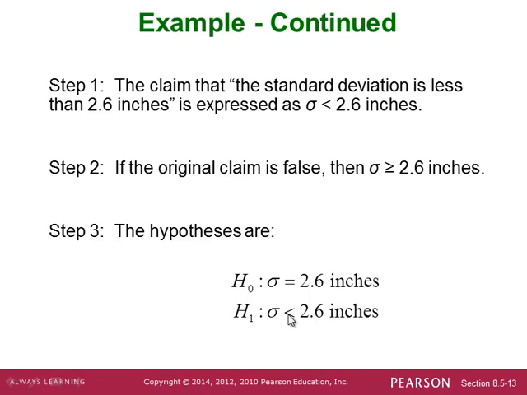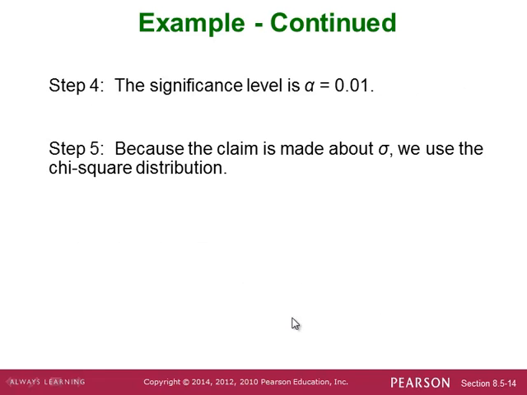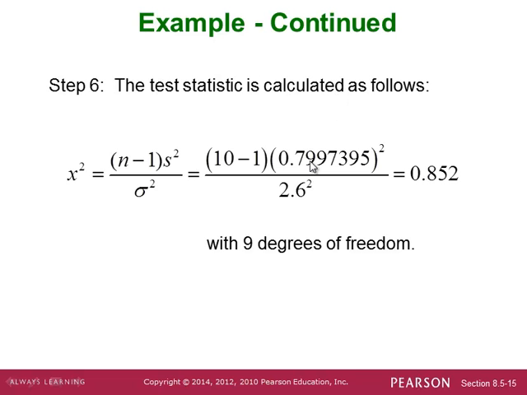So this is going to be a left tail test, a left tail as in a one tail test. Level of significance is 0.01 for alpha. All right, we're using the chi-square test statistic. Remember, the sample size was 10, so we have 10 minus 1 for n minus 1.